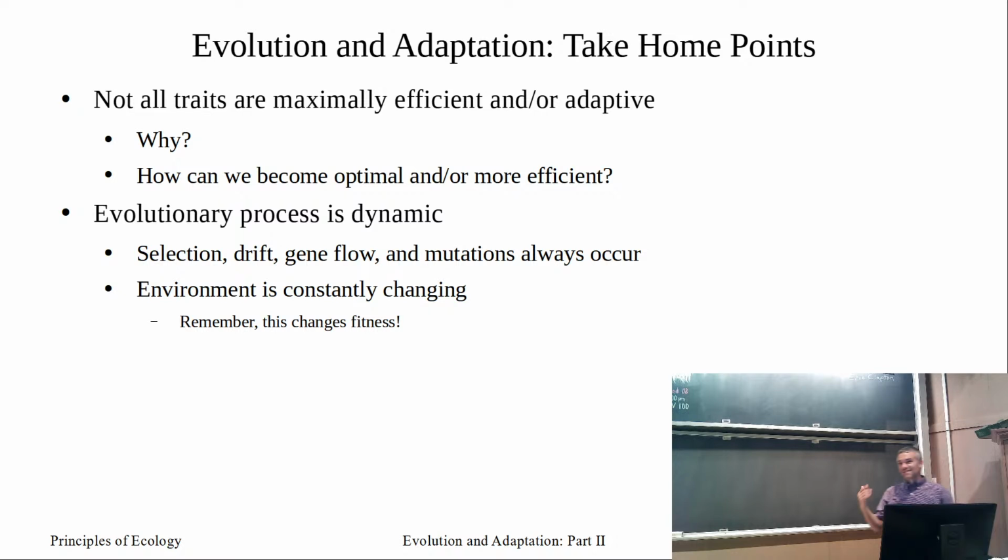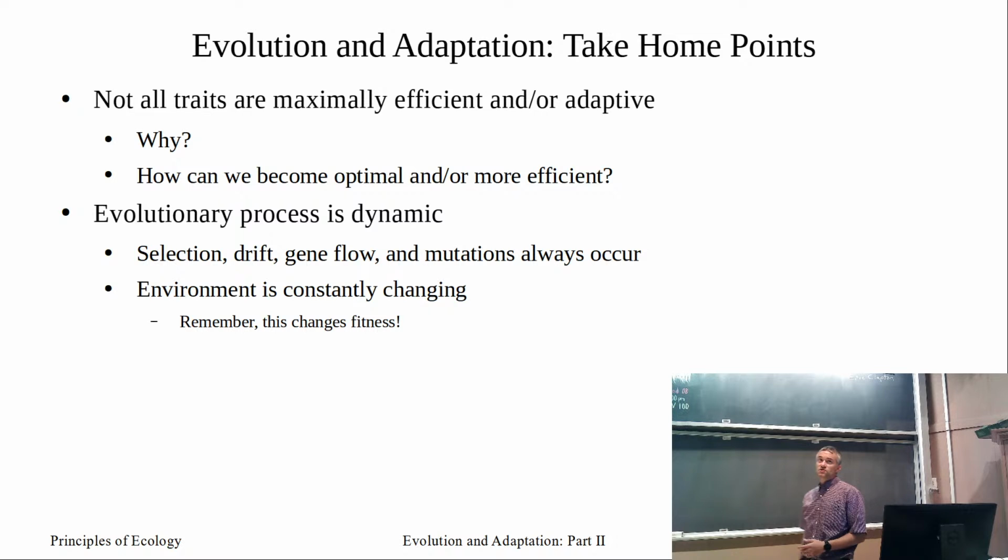Right, this is kind of all of our take-home points. But the questions here, you can review in your notes and try to answer them. A key part of all of this is that our evolutionary process is dynamic. Drift, gene flow, mutation, selection, they're all occurring, even though it might not look like it. Our populations are dealing with these all the time.